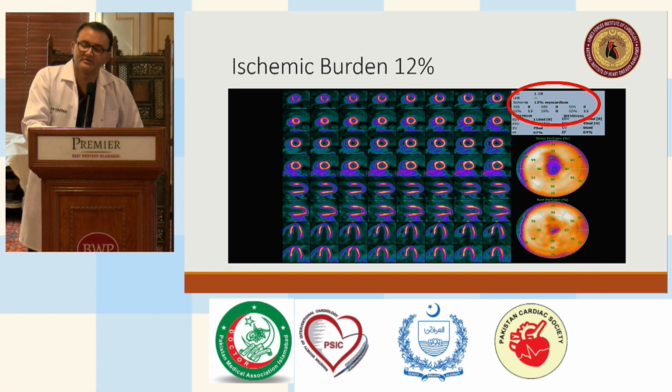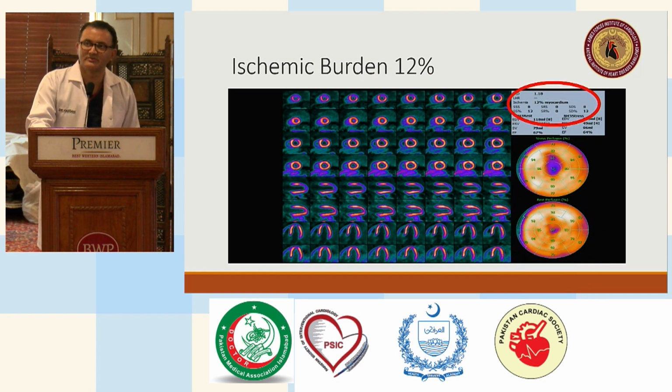So we did his MPI scan, and it actually shows ischemia in the territory of the LAD, as one can see here, in the apical, mid apical and mid septal area, and the total ischemia burden was around 12%. So we did his angiogram.